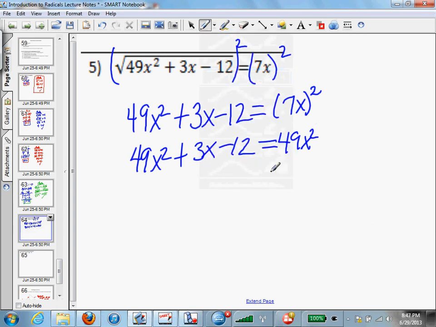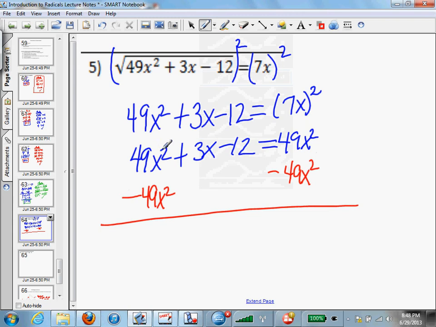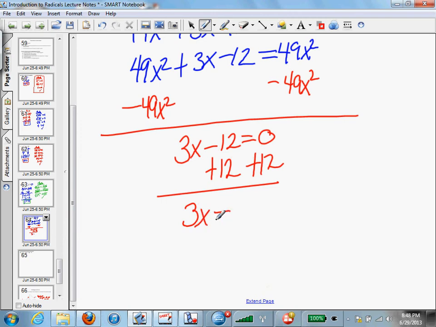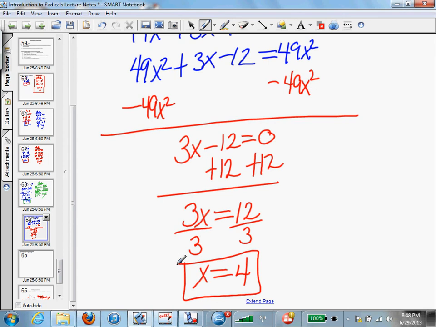Now if we were to subtract the 49x squared on both sides, you'll see that these will cancel out, leaving you with just 3x minus 12 equals 0. So to start getting stuff away from the x, we need to add 12 on both sides. That will leave you with 3x equals 12. Now to get x completely by itself, divide both sides by 3, leaving you with just x equals 4.